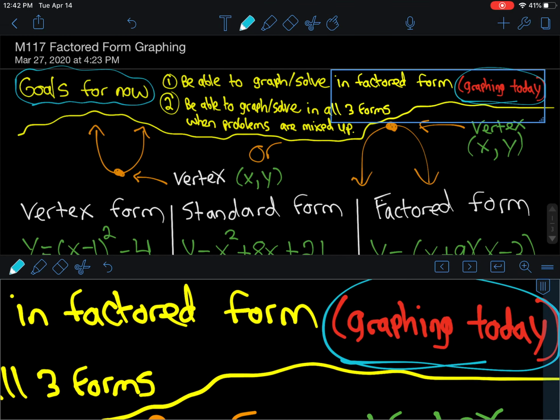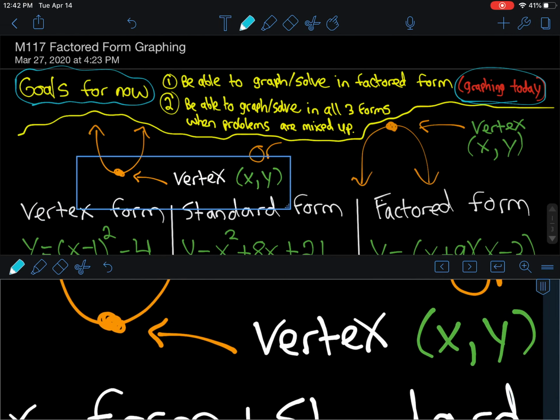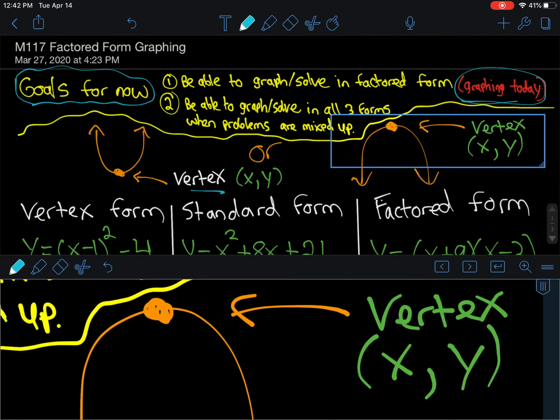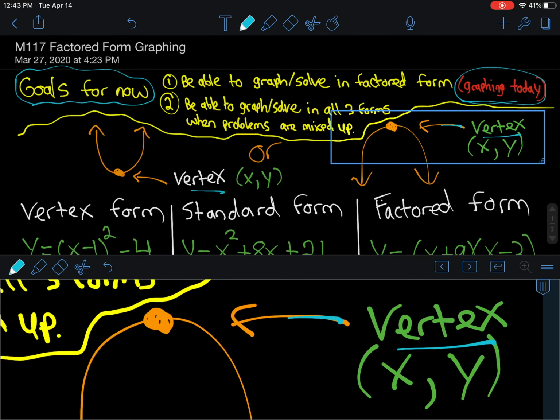Now, since today is about graphing, the most important thing that you have to be able to find is the vertex. Whenever you find the vertex, you can put it in the middle of your table, and then you can go ahead and graph it. And that should hopefully give you enough information. Remember, whenever I see the word vertex, the vertex is the bottom of the quadratic, or if it's opening down, the vertex is on the very top.